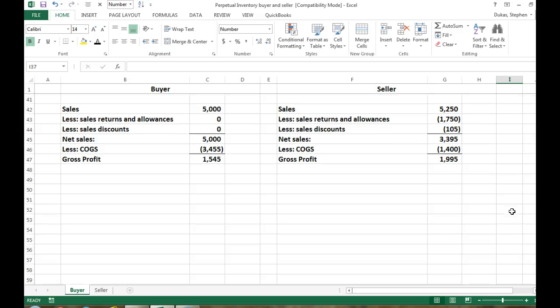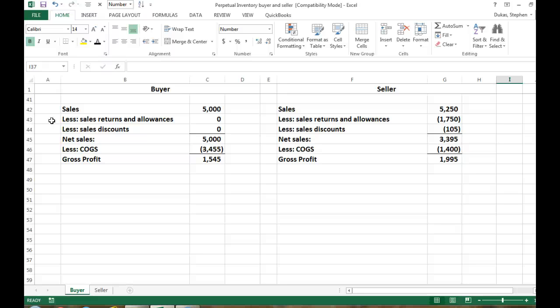So let's compare the income statements. For the buyer, we're assuming the buyer doesn't have any sales returns, allowances, or discounts, although they could. Net sales in this case equals gross sales of $5,000. Cost of goods sold is $3,455, and gross profit is $1,545.